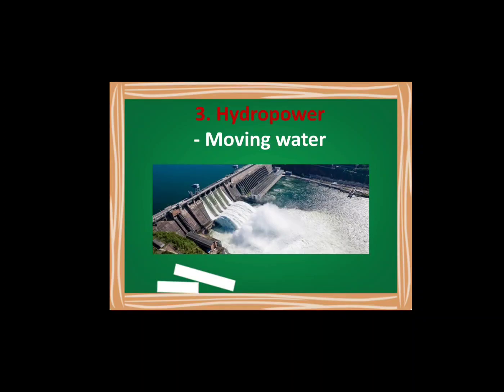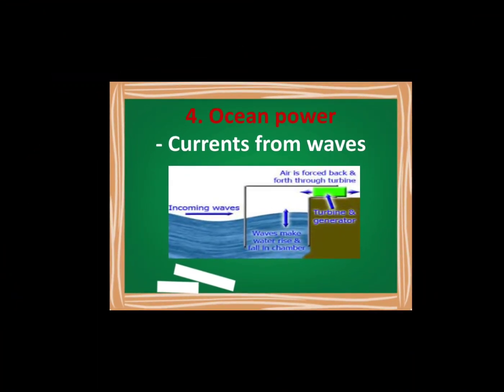So the electricity comes from the moving water. Okay, our fourth source of electricity is ocean power. When we say ocean, it is the same as hydro, but in ocean power, the electricity comes from the currents from the waves. The source of electricity of ocean power is from the waves. As you can see in the picture, that is the process of gaining electricity from the waves or ocean power.